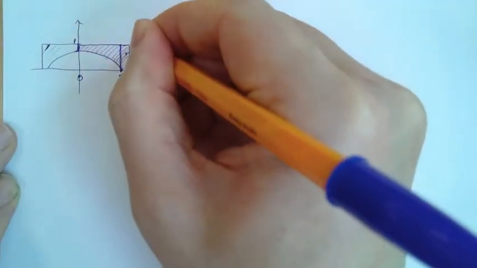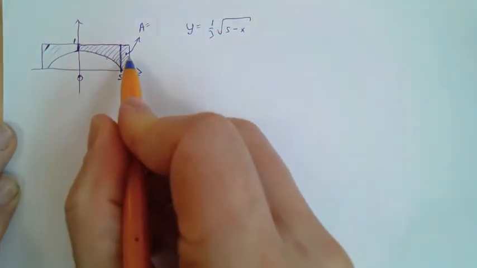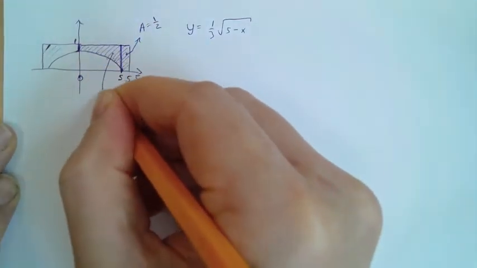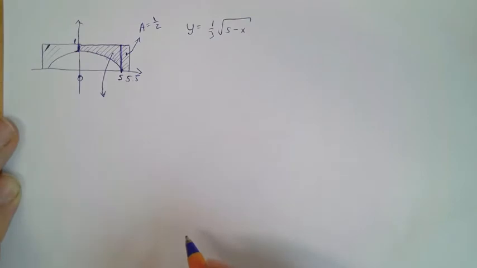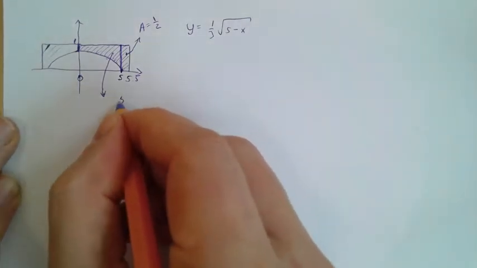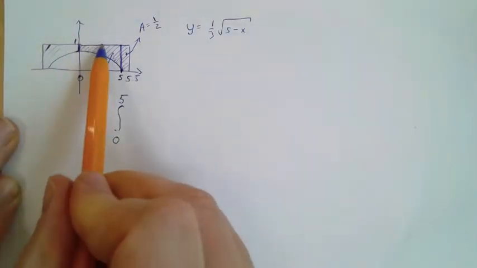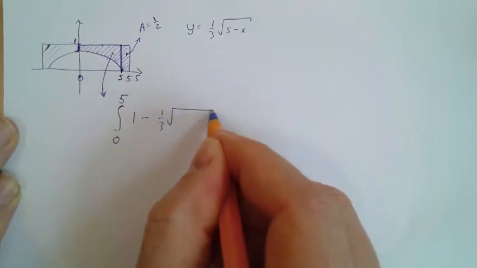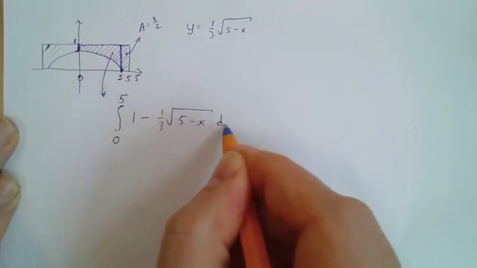That's easy to find. The area here is base times height, so 1/2 times 1, it's 1/2. For this one, on the other hand, we have to integrate from 0 to 5 of top minus bottom. 1 minus 1/3 square root of 5 minus x.